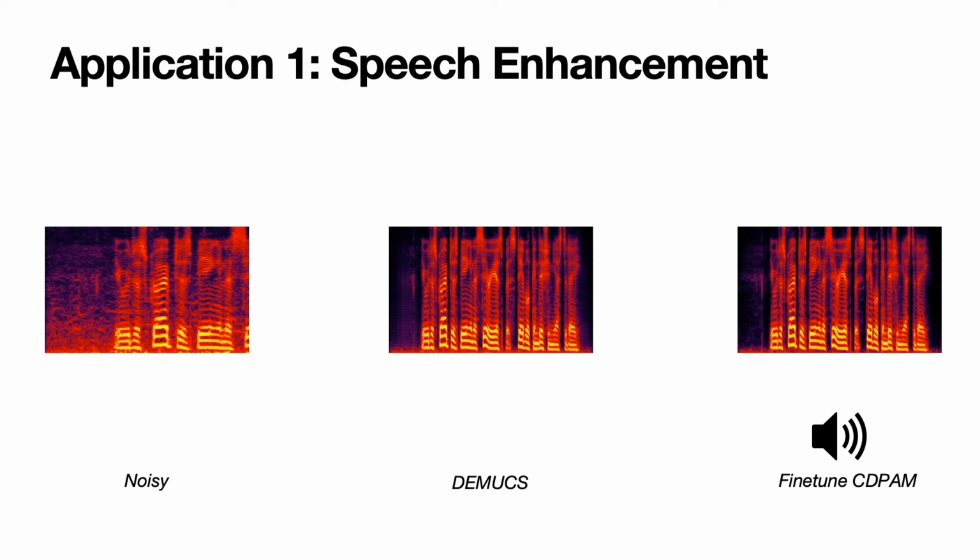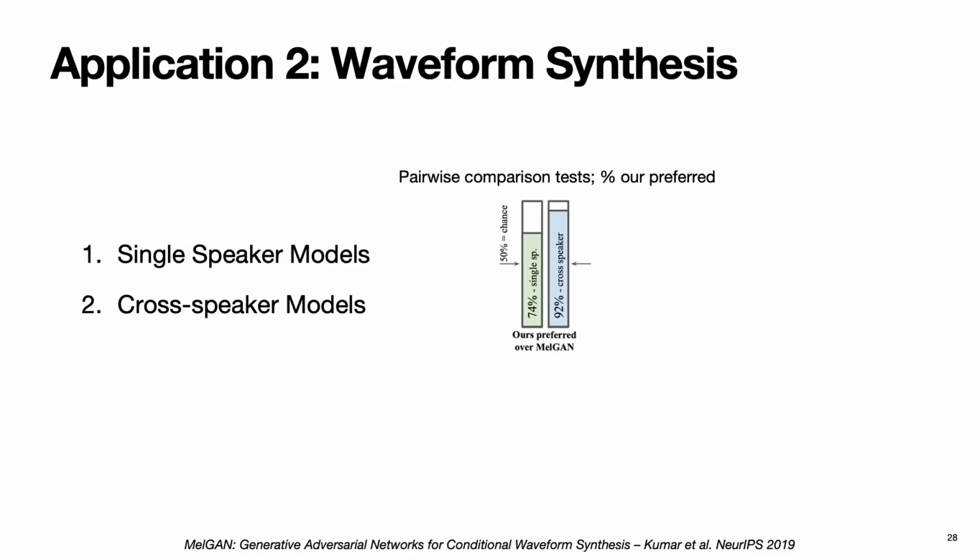Specifically, we observe that CDPAM can identify and eliminate minor human perceptible artifacts that are not captured by traditional losses. Next, we also show the utility of a trained metric as a loss function for the task of waveform generation. We use the current state-of-the-art MelGAN vocoder and train two different models. One, a single speaker model trained on a single speaker LJ dataset, and second, a cross-speaker model which is trained on a subset of the VCTK dataset.